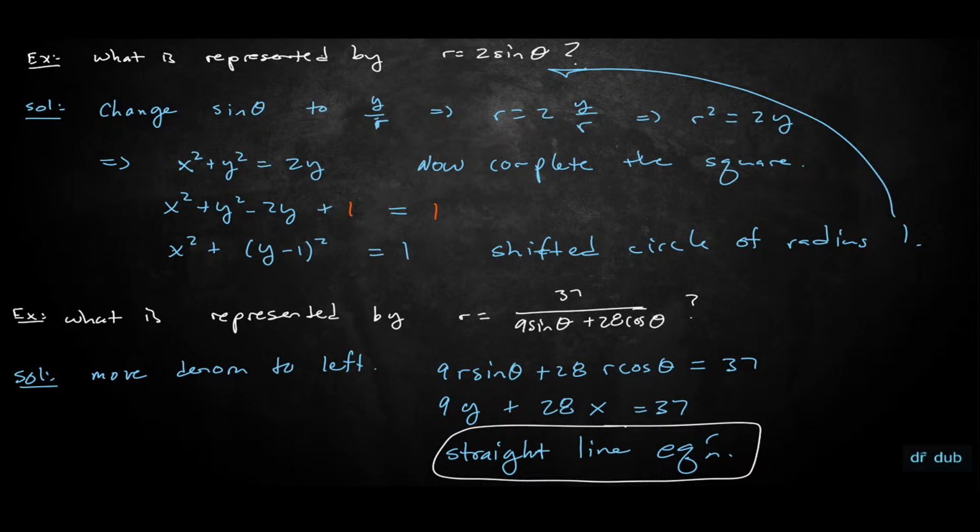Of course, I skipped a step there. Maybe I should make sure it's clear. What I did was I multiplied r by the denominator 9 sine theta plus 28 cosine theta equals 37. And then I distributed the r, of course. So it's kind of the step in between the white line and the blue line.